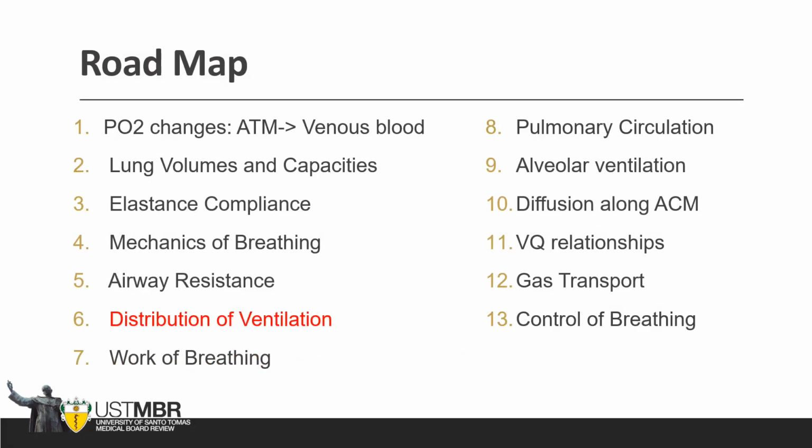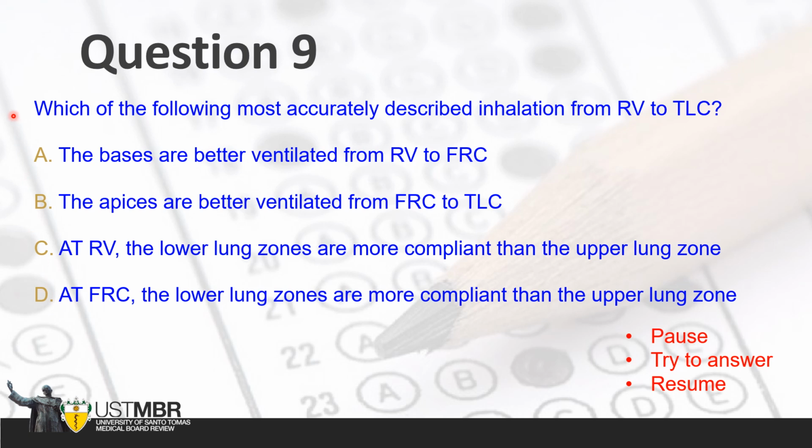Let us now move on to the 6th topic, which is the distribution of ventilation. Which of the following most accurately describes inhalation from RV to TLC? A, the bases are better ventilated from RV to FRC. B, the apices are better ventilated from FRC to TLC. C, at RV, the lower lung zones are more compliant than the upper lung zones. And D, at FRC, the lower lung zones are more compliant than the upper lung zones.